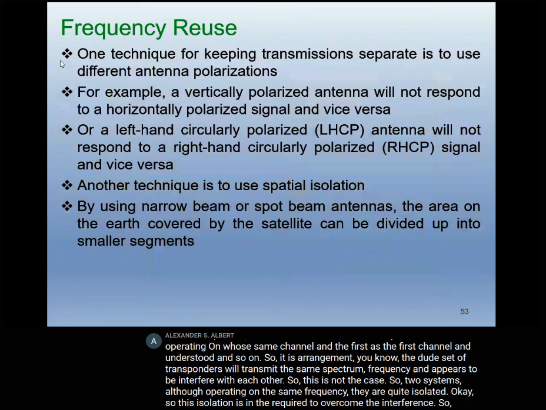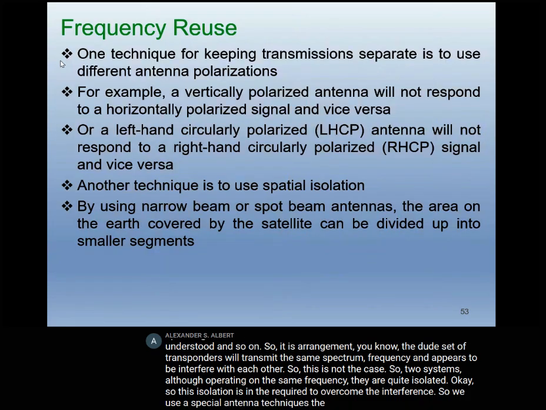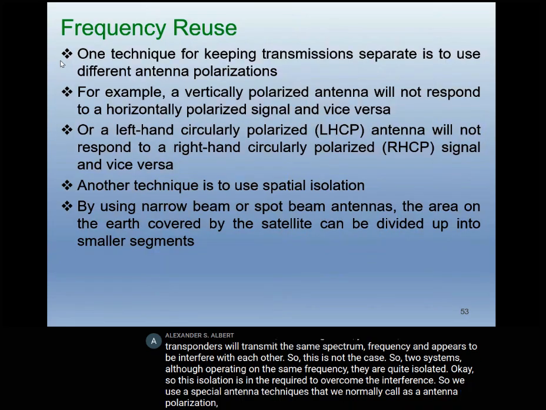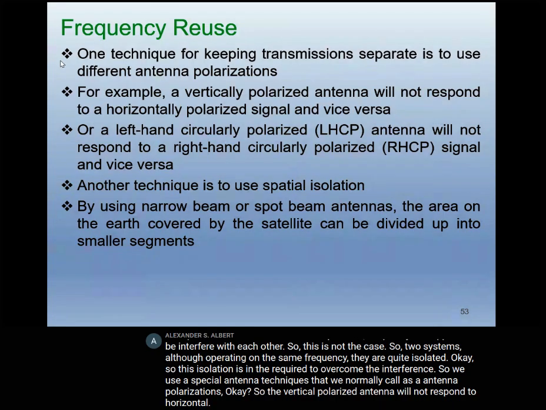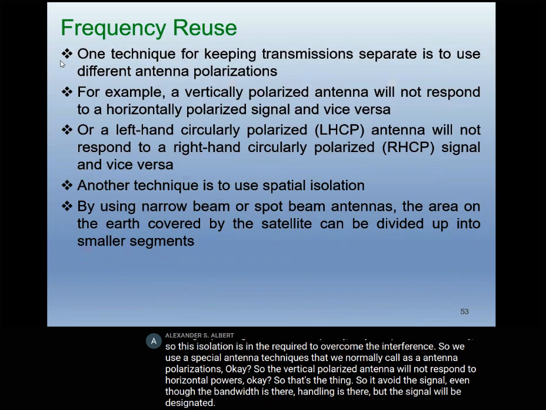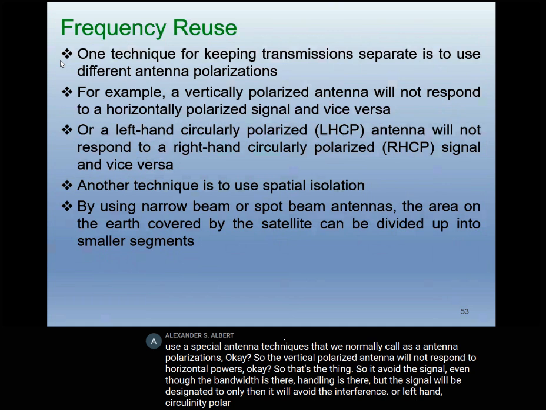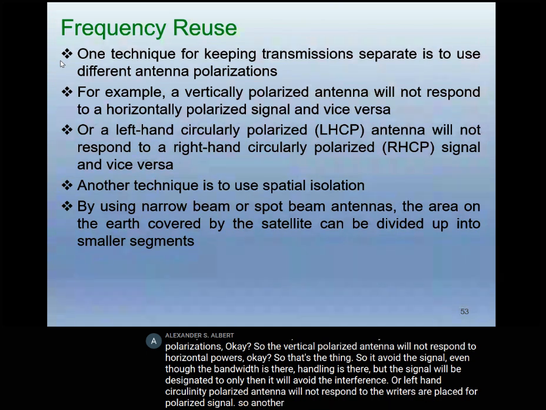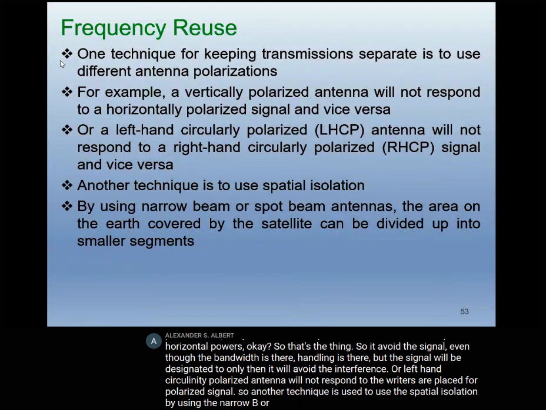We may use a special antenna technique that we normally call antenna polarization. A vertically polarized antenna will not respond to horizontal polarization. So even though the bandwidth and antenna are there, the signal is designated only to one, and it avoids the interference. Or a left-hand circularly polarized antenna will not respond to a right-hand polarized signal. Another technique is spatial isolation, using narrow beam or spot beam antennas.